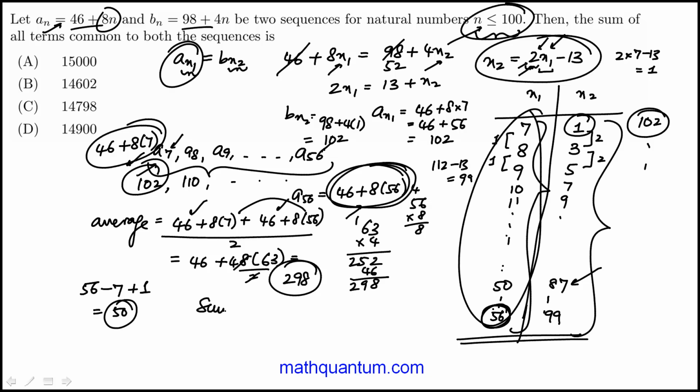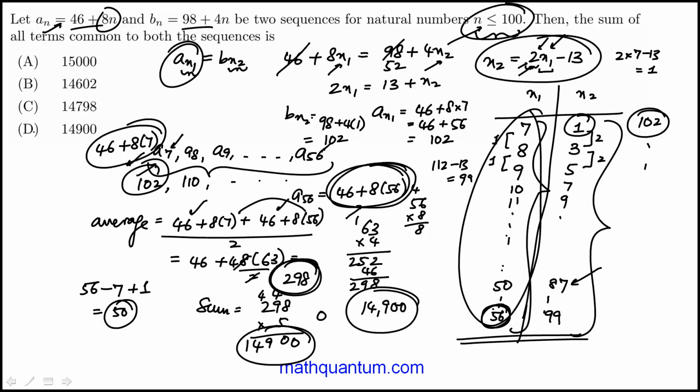So the sum here would be number of terms times the average. So 298 times 50. That would become 14,900, and the answer is choice D.